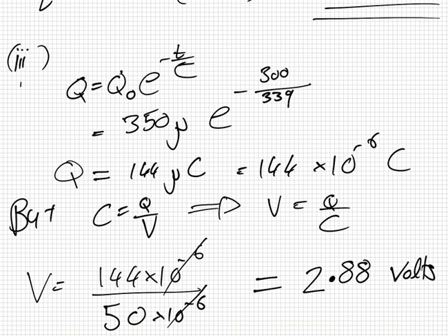Yeah? Okay. But C equals Q over V. So that means V equals Q over C. So V equals 144 times 10 to the minus 6 over, what's the C? It was 50, wasn't it? Was the C 50? So they cancel. What do you get? 2.88 volts.